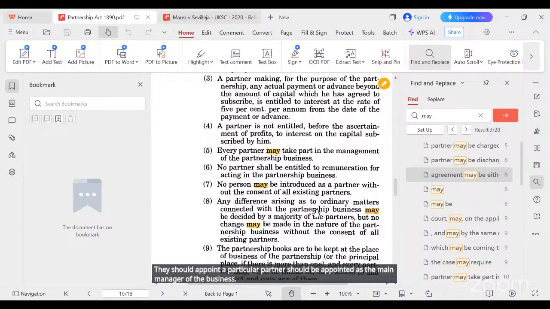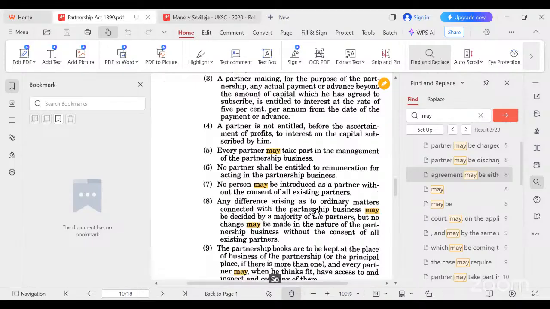Everybody cannot bring up their own management skills. Everybody cannot manage the business at the same time. So a particular partner should be appointed as the main manager of the business. Thank you. Thank you, sir.